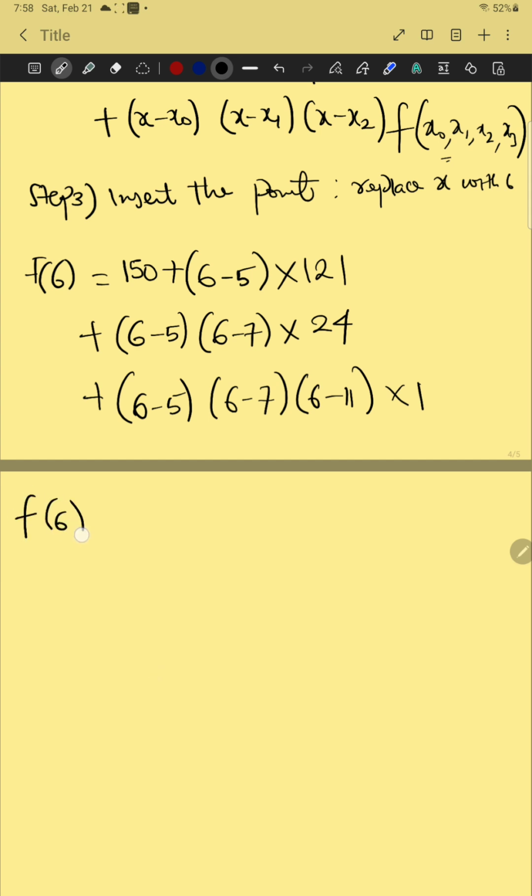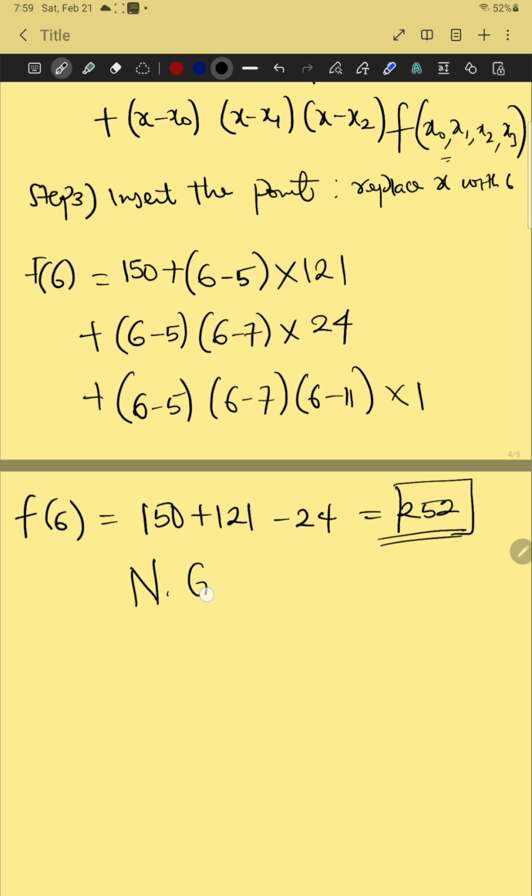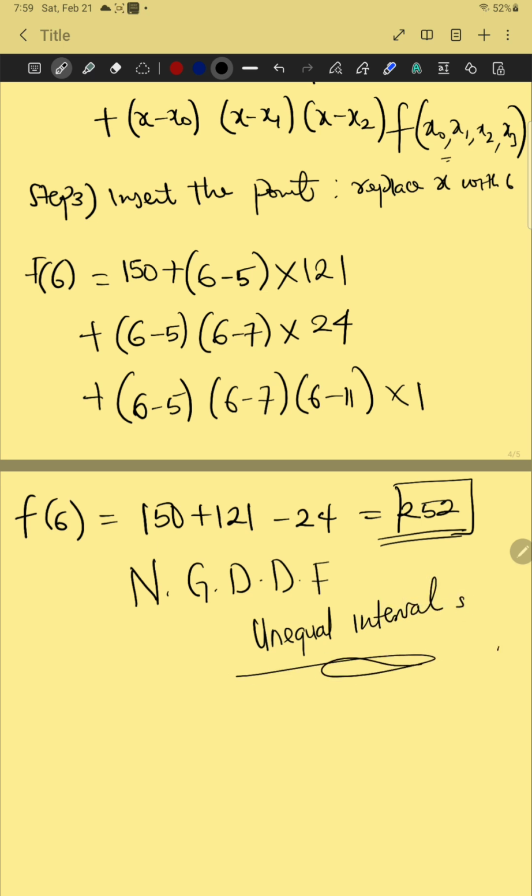So your answer for F6 is 150 plus 121 minus 24 is equal to 252. Did you see that? Using Newton general divided difference formula for solving unequal intervals. Glory to God. Did you see that?